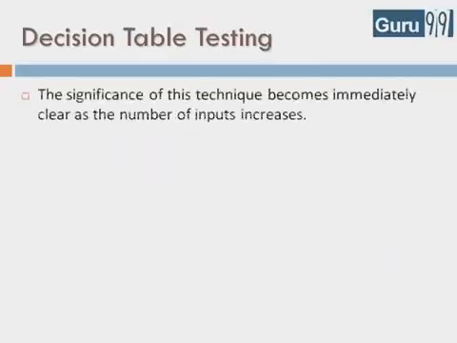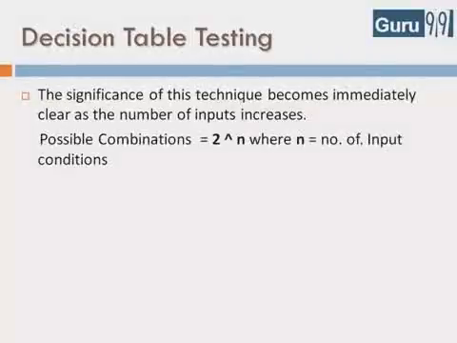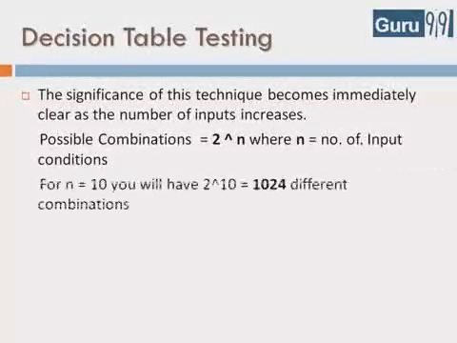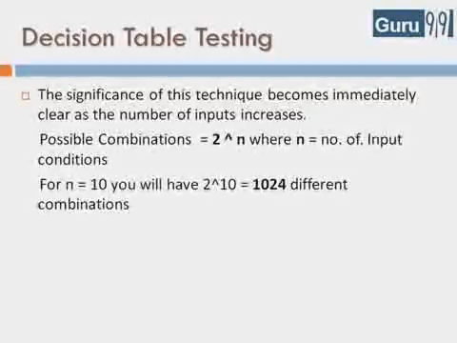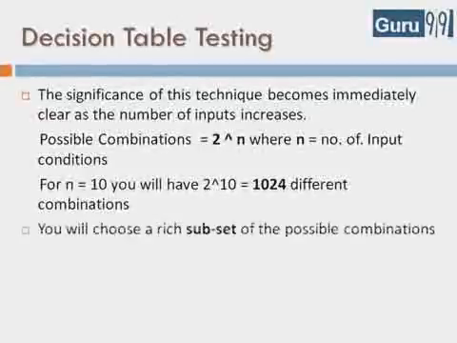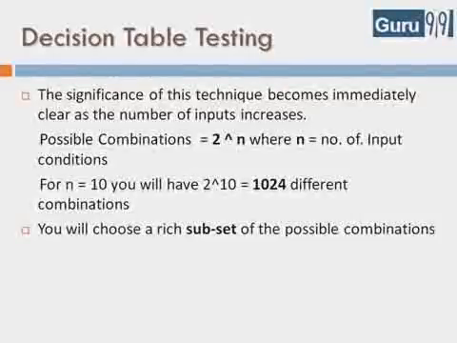The significance of this technique becomes immediately clear as the number of inputs increases. Number of possible combinations is given by 2 raised to n, where n is the number of inputs. For n equals 10, which is very common in web-based testing, having big input forms, the number of combinations will be 1024. Obviously you cannot test all the combinations, but you will choose a rich subset of the possible combinations, using decision-based testing technique.